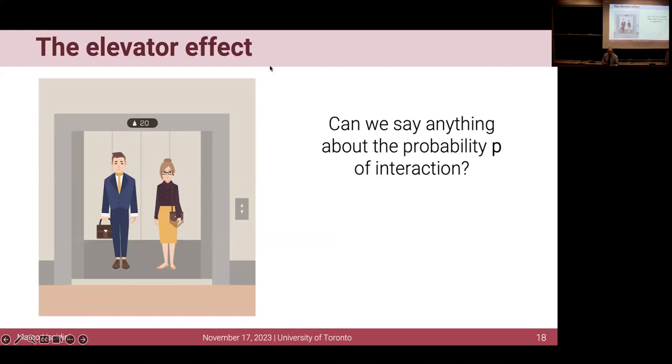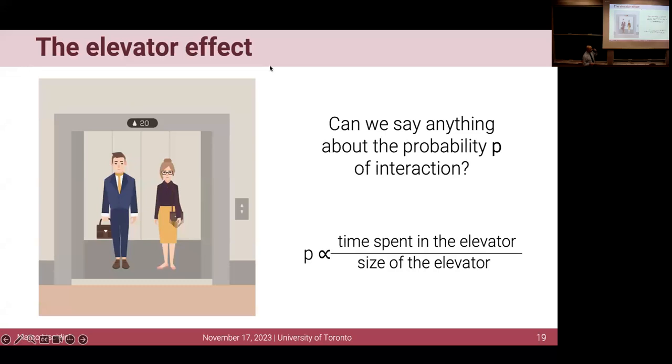Now, I don't know these people. I don't know their mood. I don't know if they like each other or not, right? The point is that there is something I can certainly say: the probability they're going to interact is inversely proportional to the size of the elevator and directly proportional to the time they will stay in the elevator.